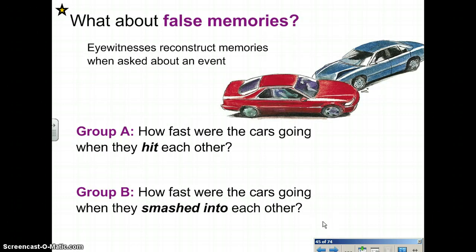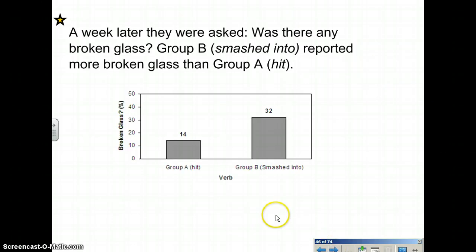Here it is. In one study, eyewitnesses were asked to reconstruct memories of an auto accident they had observed. Some witnesses were asked how fast two cars were going when they hit each other. Others were asked how fast the cars were going when they smashed into each other. A week later, the second group was more than twice as likely to report seeing broken glass at the crime scene, which wasn't actually there. Here's a graph showing it. Group B, who was asked how fast the cars were going when they smashed into each other, reported that 32% of them saw broken glass that wasn't there.